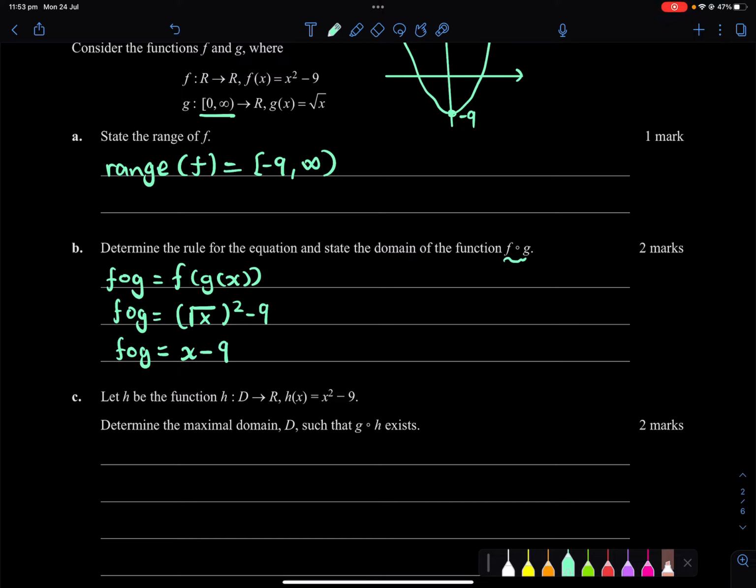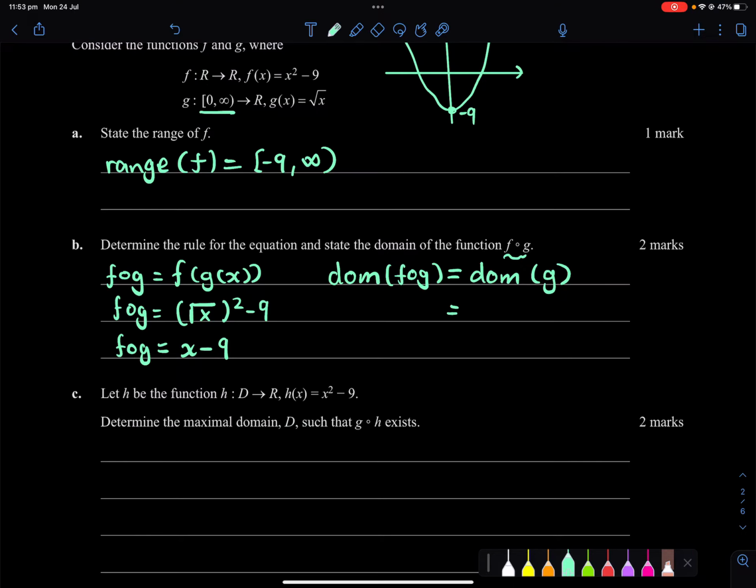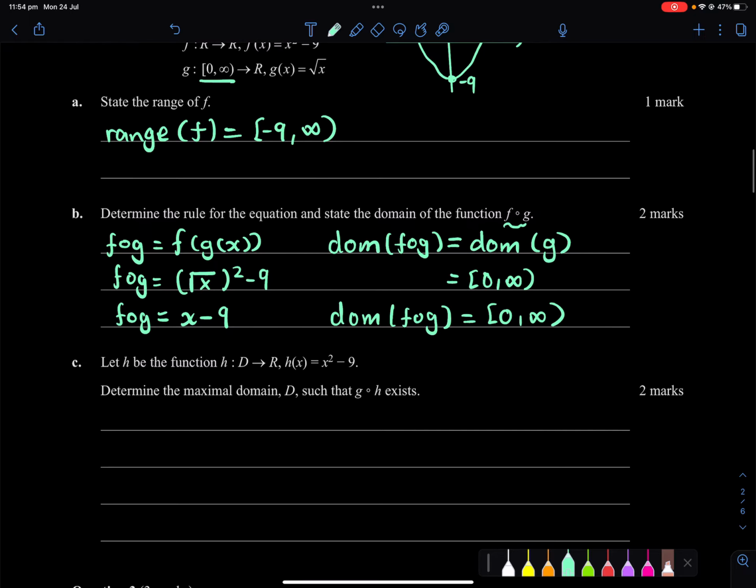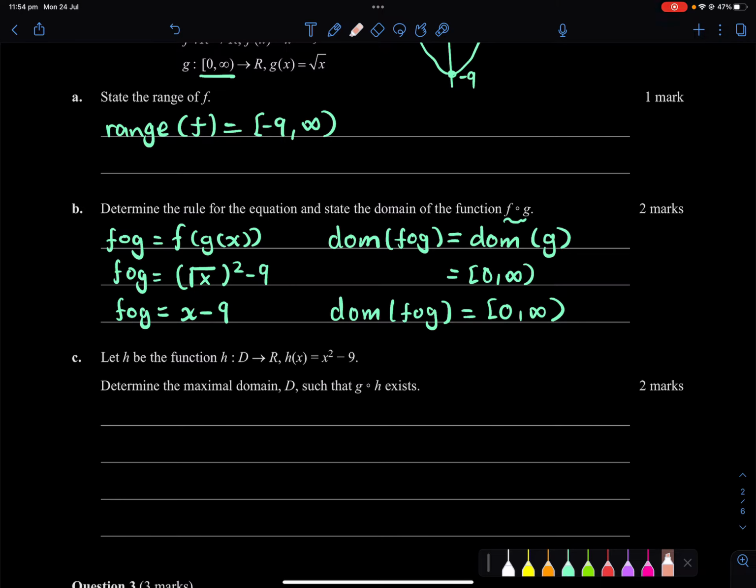Now let's try to find the domain. For any composite function that exists, the domain of f of g is actually equal to the domain of the inner function, which in this case is g of x. So it's the same as g. Now, what's the domain of g? Well, it's right over here. 0 to infinity. Therefore, your domain of f of g is actually 0 to infinity. Easy 2 marks. I'm just going to highlight those answers over here.